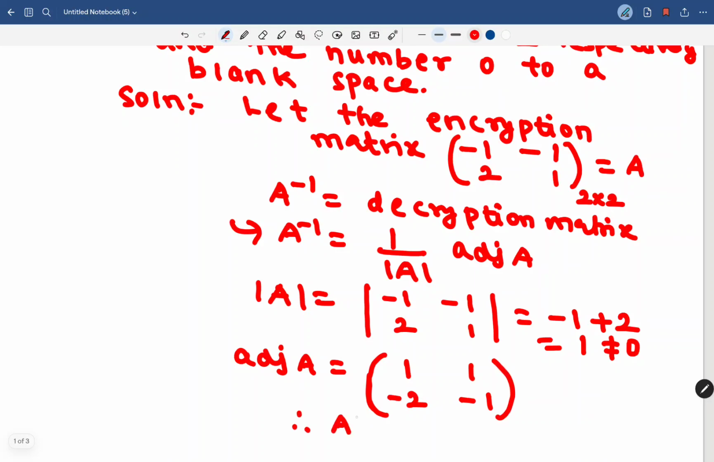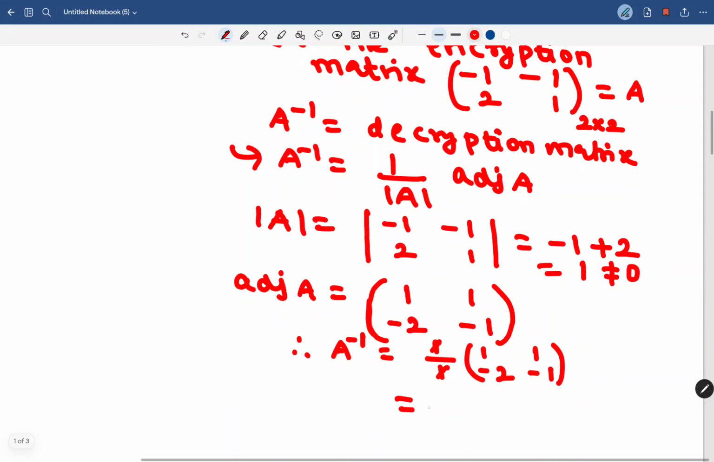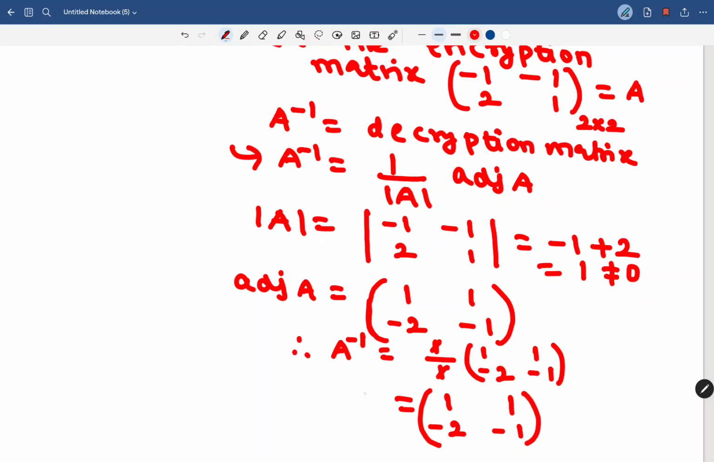Therefore A inverse is 1 by 1, which is 1, times adjoint A. The answer is the matrix with first row 1, 1 and second row minus 2, minus 1. This is A inverse. Equation 1.